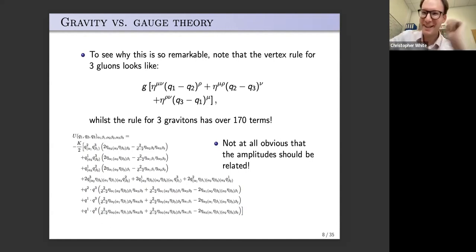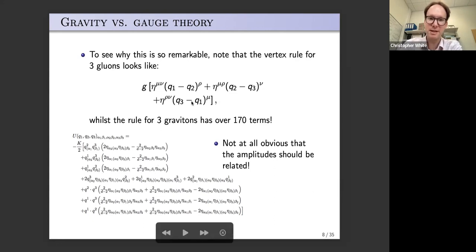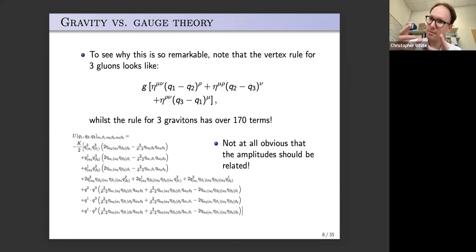Thanks. Okay. So yes, to see why it is so remarkable that these amplitudes turn out to be the same, just to remind you, if you haven't seen the Feynman rules before, the vertex rule in QCD for three gluons looks like this. We don't have to worry about the details. It just has six mathematical terms in it. The one for gravitons has over 170 terms in it. So what has held back quantum gravity research for years is just the ability to do the calculations. And what this is telling us is that most of that traditional way of calculating is enormously inefficient. There is a huge amount of redundancy that cancels in the theory when you assemble things to make the final amplitudes. So certainly from traditional methods, it's not at all obvious that the amplitudes should be related, but indeed they are.